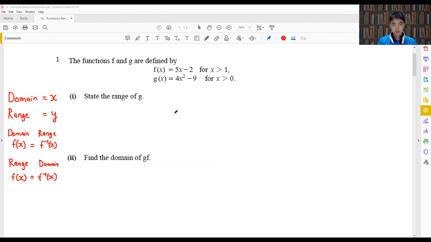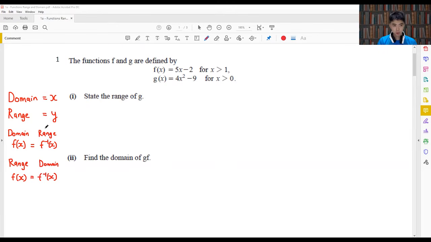Hello everyone. For this video, we will be looking at how we determine the domain of a function and also the range of the function. Now, a quick look into this chapter is that if we are looking for the domain, you can think of it as looking for the x value of the function.